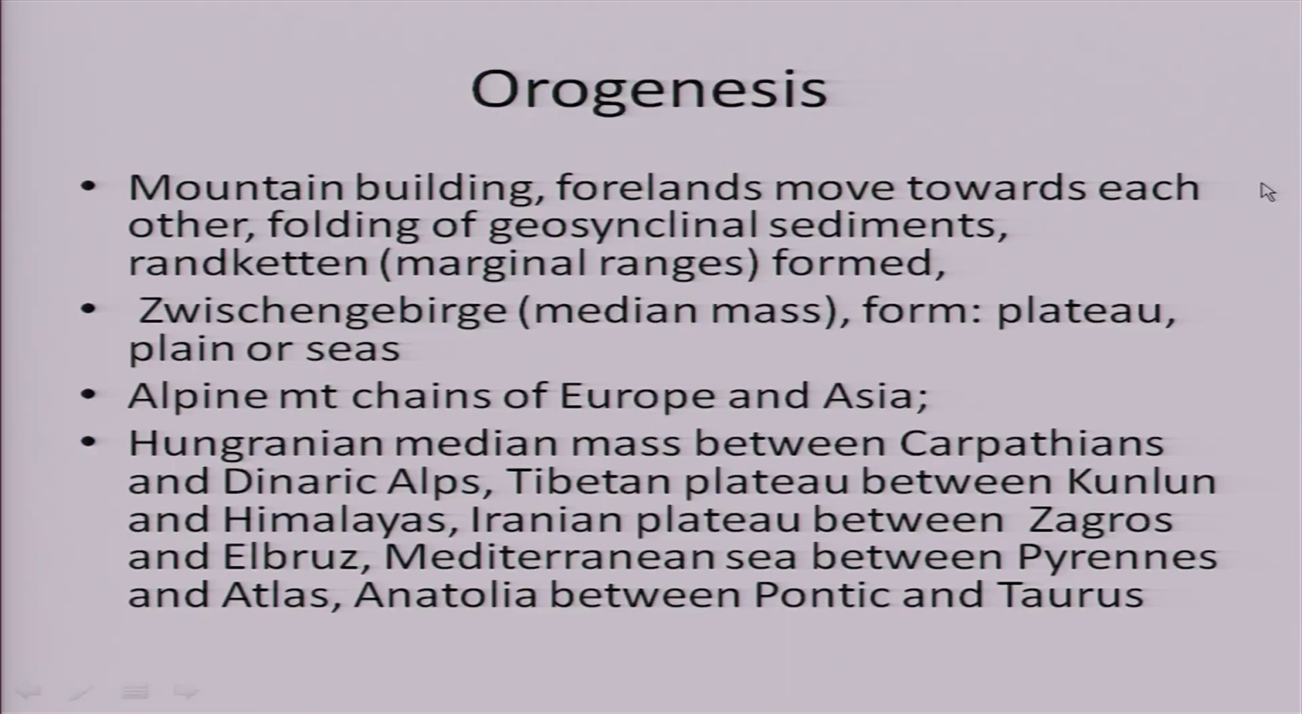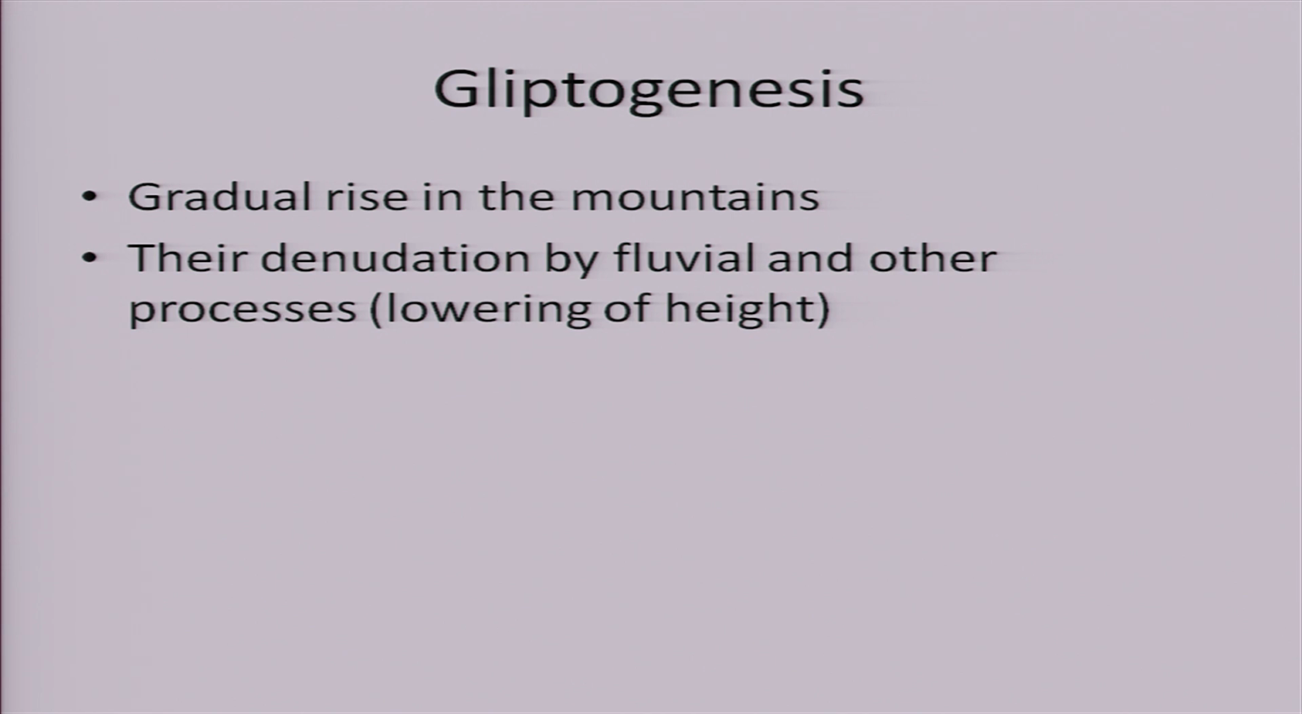Now, the second stage was when the mountains were forming, and the third stage is glyptogenesis, which sees a very gradual rise in the mountains, and it also experiences denudation by fluvial and other processes, and there is a lowering of the height of mountains. So, a kind of balance is maintained in this glyptogenesis stage, where there is a very gradual rise in the mountains, but they are again levelled or lowered by the agents of denudation, and the height of the mountain decreases. So, this is the last stage of Kober's mountain building.